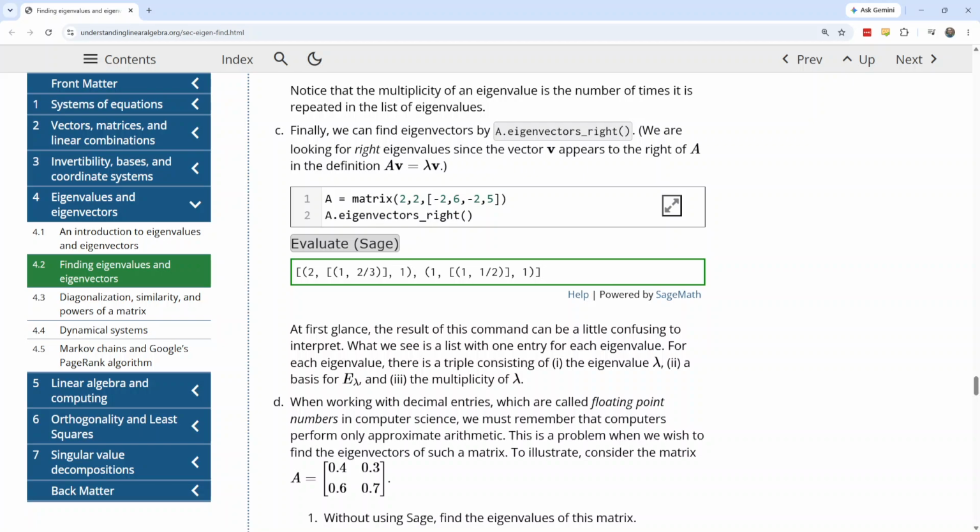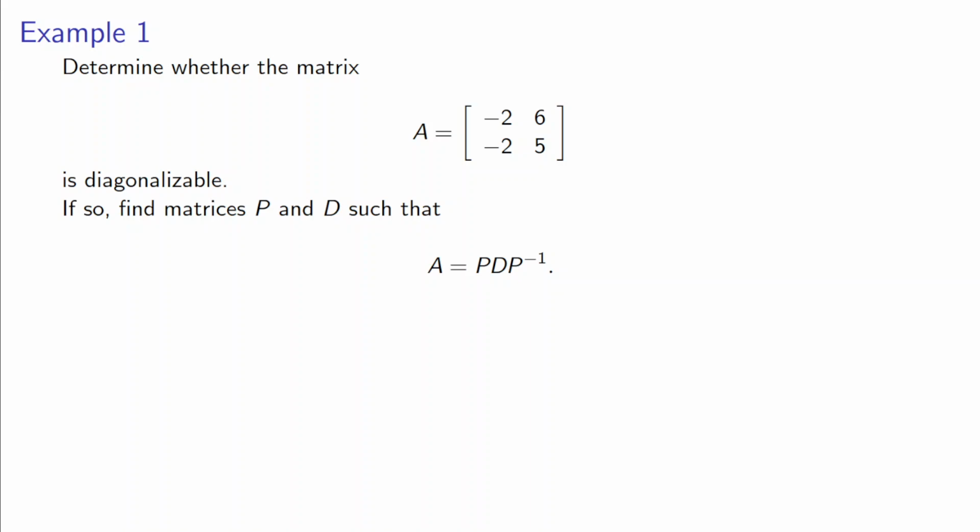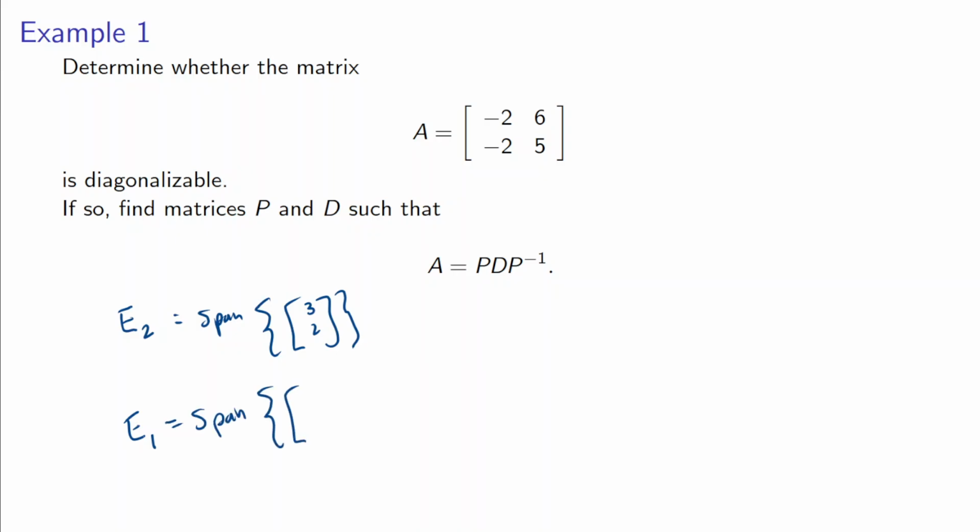So let's go back to our slides here and we can put this information in. So we've got the eigenvectors and eigenvalues. E sub 2 is going to be the span of, again, it was 1, 2/3, but let me scale that up so we can get rid of the fractions. So 3, 2, and E sub 1 is going to be the span of 2, 1. So we've got two distinct eigenvalues that guarantees that their eigenvectors are going to be linearly independent and therefore form a basis for R2. And so A is diagonalizable.